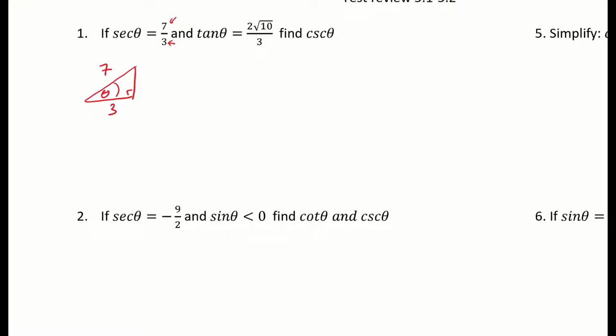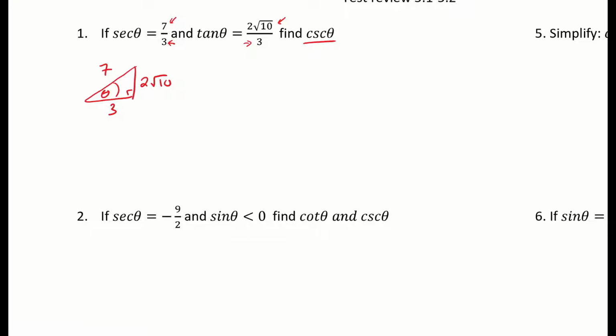And then they're also giving us tan theta. So same triangle, same angle of reference. Now we have different values. Tan is the opposite side over the adjacent side. Now here, my adjacent sides match at 3, which is telling me that my opposite side is 2 roots 10. And then we can find whatever we need.